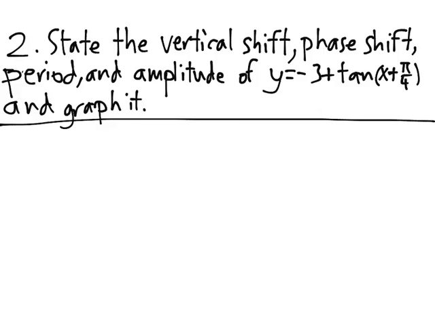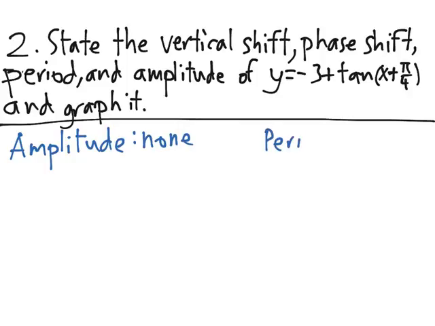Problem 2. State the vertical shift, phase shift, period, and amplitude of y equals minus 3 plus tangent of x plus pi over 4 and graph it. Since the tangent function here will approach infinity or minus infinity at its asymptotes, the amplitude is undefined, or none. And for the period, the x that's inside of the tangent is not multiplied by any factor, so the period will be the same as the period for tangent by itself, and that is pi.